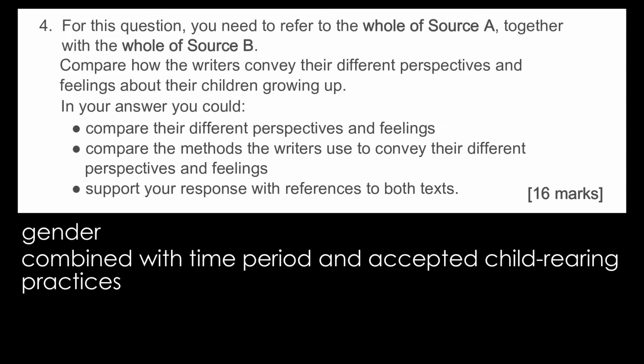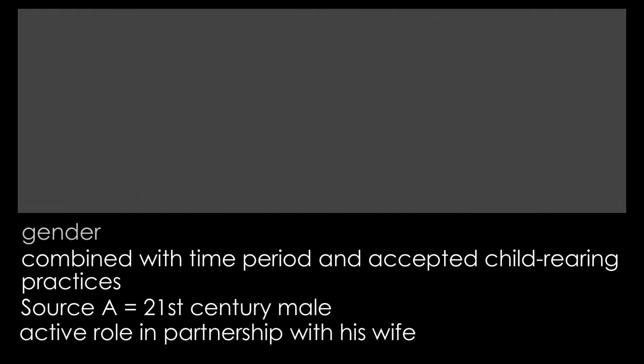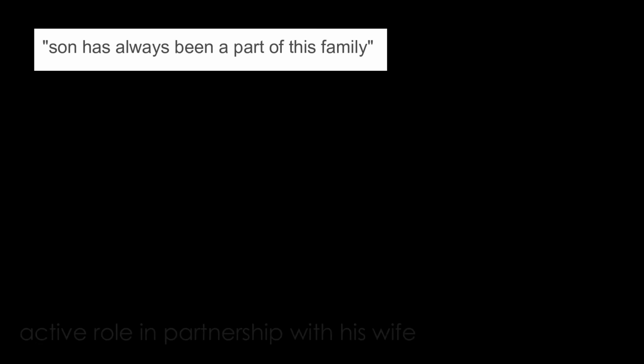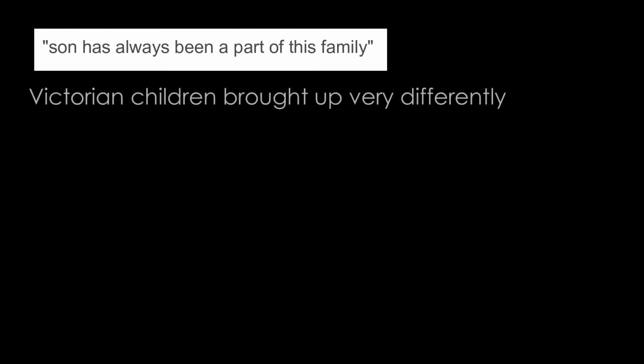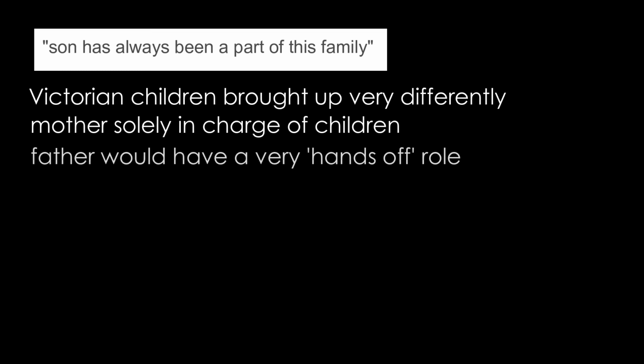Stuart Heritage, the writer of Source A, is writing from the perspective of a 21st century male who is able to take a very active role in his son's upbringing in partnership with his wife, and who feels that his son has always been a part of this family. This is very unlike the way in which Victorian children were brought up. The mother would be solely in charge of the children, while the father would have a very hands-off role.